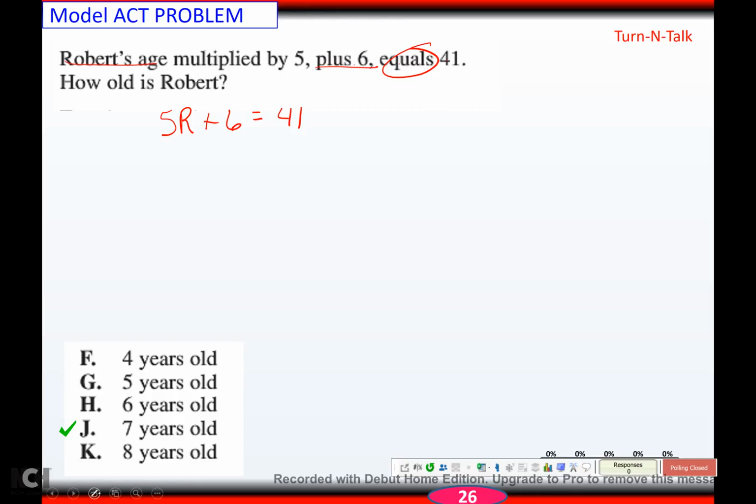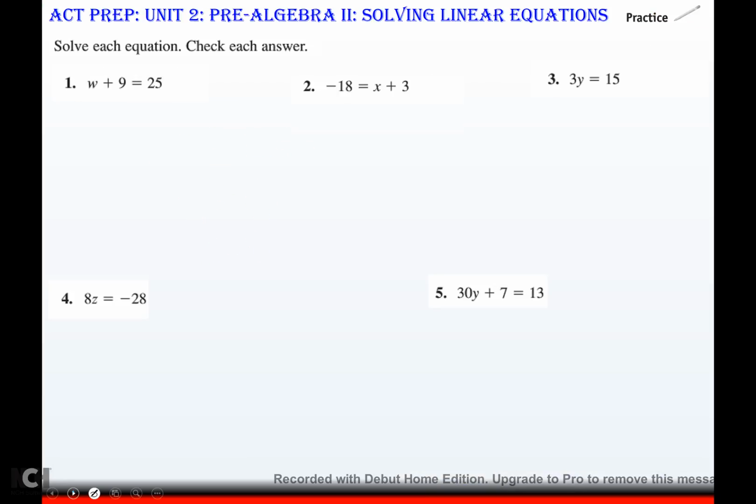So to undo the addition first, I'm going to subtract 6. I get 5R equals 41 minus 6 is 35. Divide by 5. And I get R equals 7. Okay? Alright, so now we're just going to do some more practice. Practice, practice, practice. Alright, so there's my letter. The only thing they're doing is adding 9, so I'm going to subtract 9, and I get W equals 16.